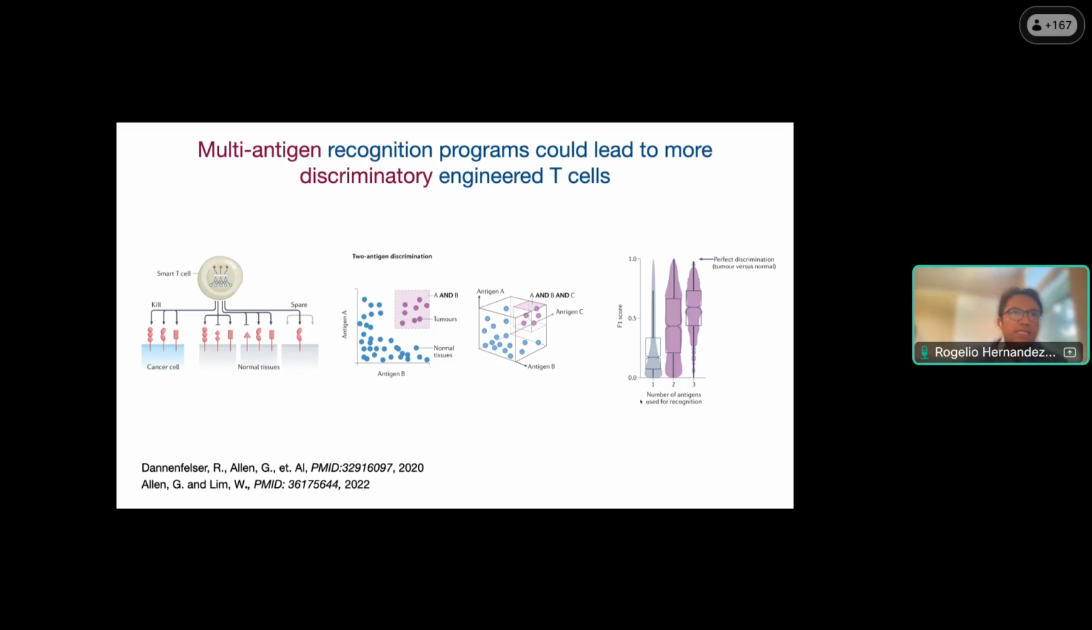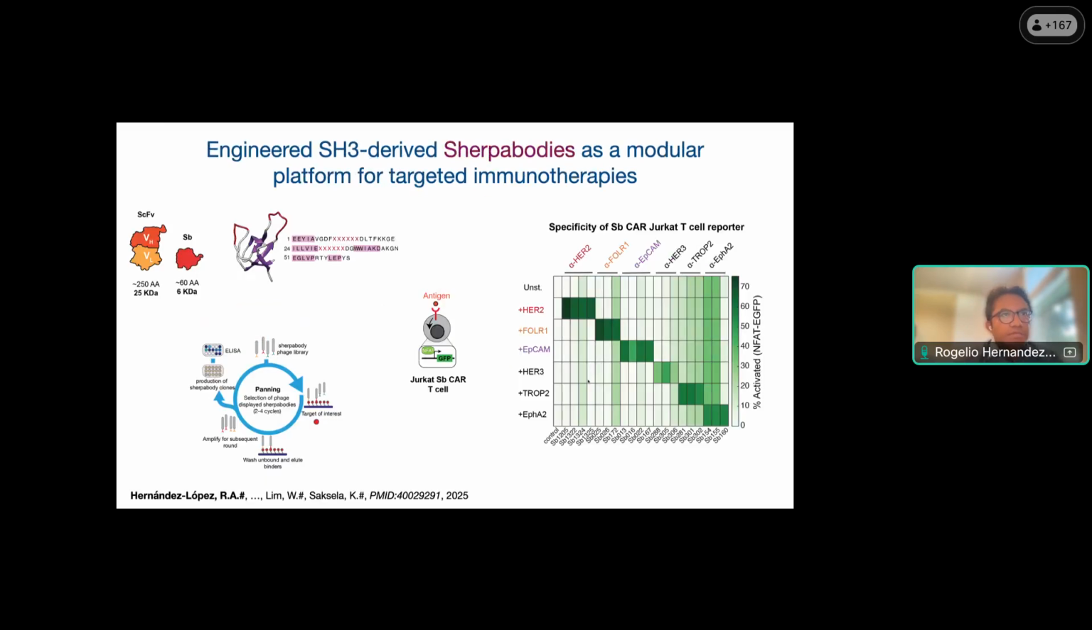And in work that has been done by Greg Allen and collaborators before, it has been shown that using 2 or 3 antigen combinations, for example, you could increase the discrimination between tumors and normal tissue. So in some other recent work that was published just this year, but that I started when I was a postdoc, we put forward this new platform to develop binders. One important aspect to build these logic gates is having binders that are very specific and that can be encoded into these synthetic circuits.